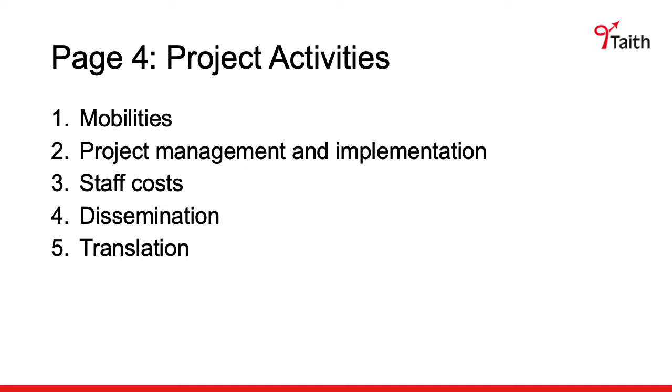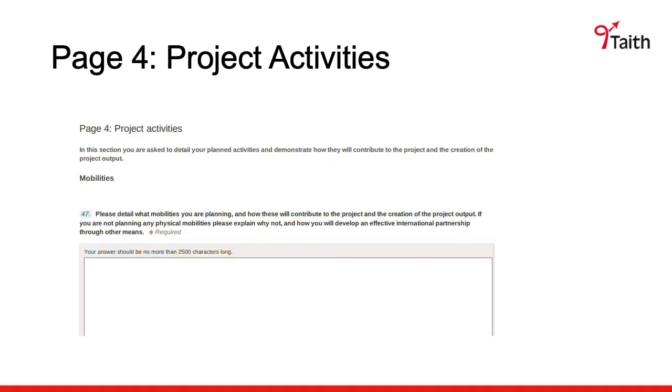Now let's have a look at the categories that you can apply for funding from Pathway 2. These are the 5 categories. Let's start with the first, mobilities. In this section you need to provide detail of what mobilities you're planning and how these will contribute to the project and the creation of the project output. You need to specify how you will select the participants and what safeguarding procedures you have in place if learners are taking part in the mobilities.